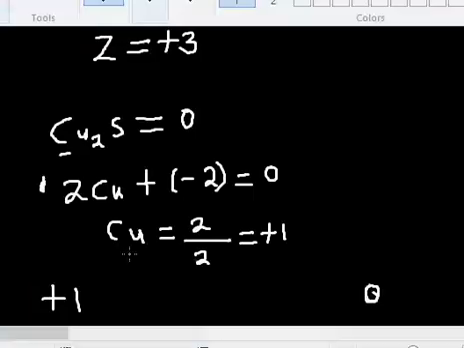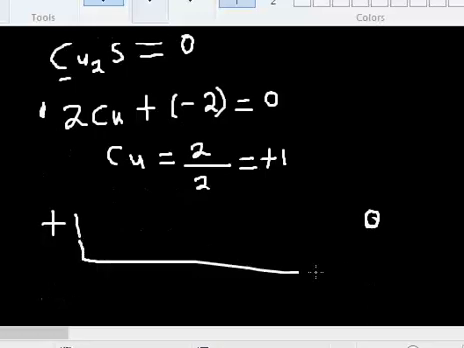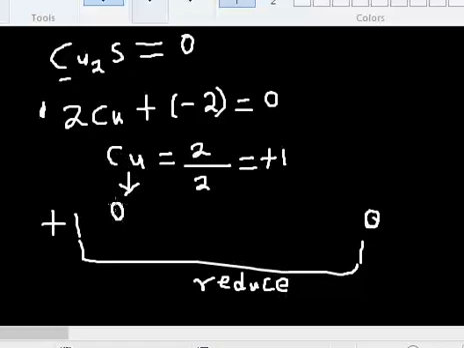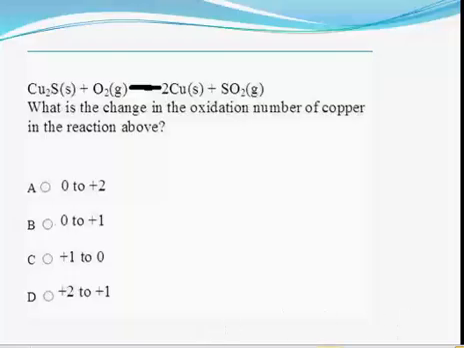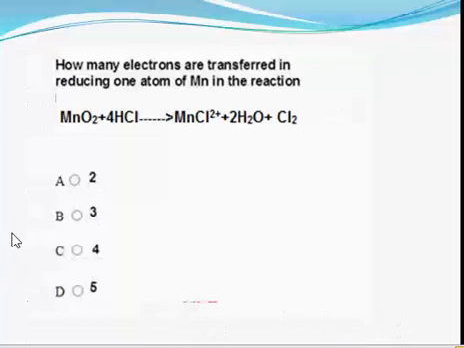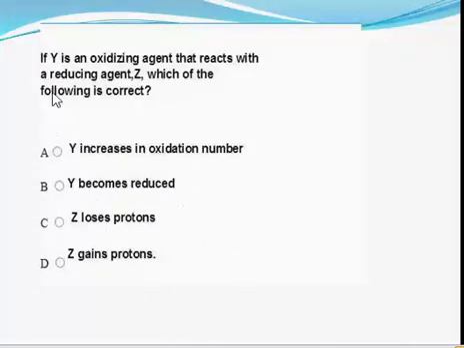Now the question is, is copper oxidized or reduced? Copper actually decreased from +1 to 0. So copper is reduced. And of course, if copper is reduced, it is the oxidizing agent. All right, so I hope that is well understood as we proceed. I think I'll still get that question again.